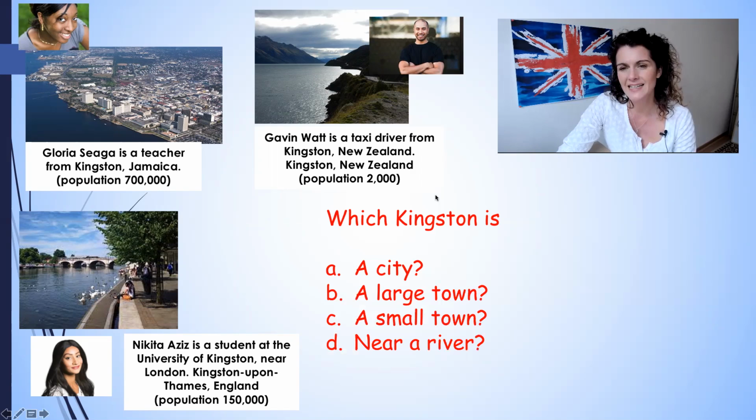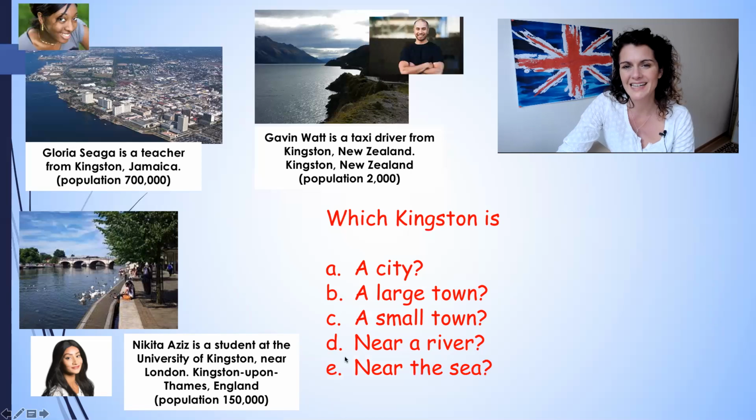Which Kingston is near a river? That's Kingston upon Thames in England. We can see the river here. It's also the River Thames, hence the name Kingston upon Thames.